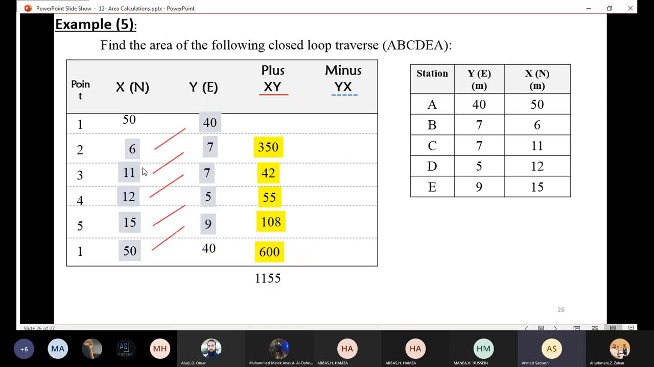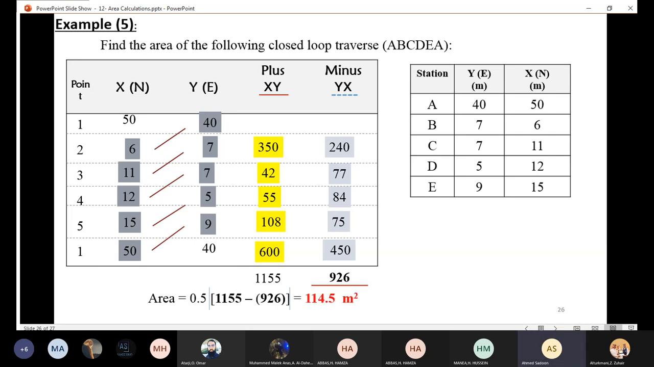Similarly, to get the yx component, I'm going to multiply this one by that one, this one by that one, and so on. So 40 times 60 is 240, 70 times 11 is 77, and so on, until I get the summation. So here I have summation 1 and summation 2. And no surprise here, the first summation is bigger than the second summation because the numbering is clockwise in this case. Then I'm going to apply the formula.